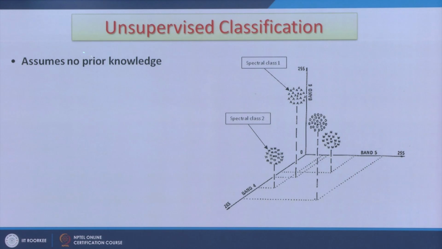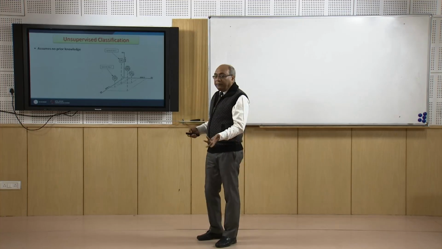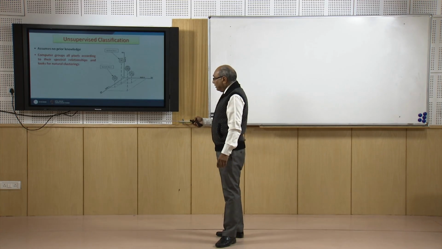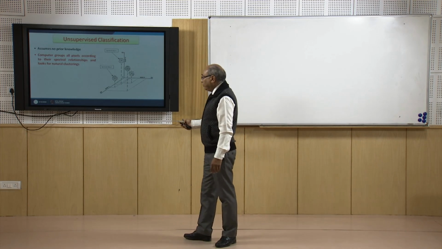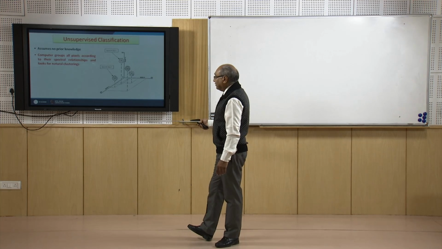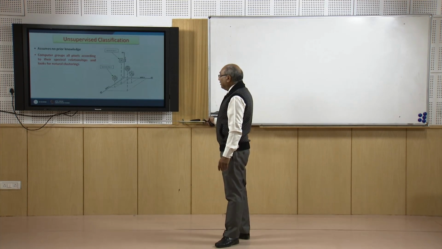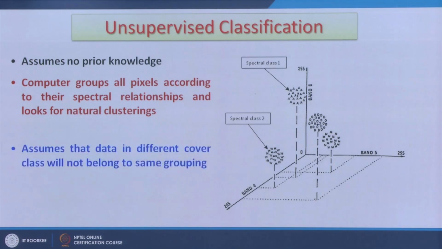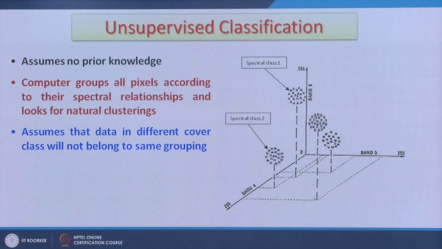So here the basic assumption is that we do not have any prior knowledge about the area. Local information is not available, and so the software will group all pixels according to their spectral relationships and look for natural clustering. Wherever it finds a cluster, it may assign one class. Now you have to identify whether the class it has assigned is a water body or not, and by convention we assign blue color to the water body. So in this way we achieve unsupervised classification.